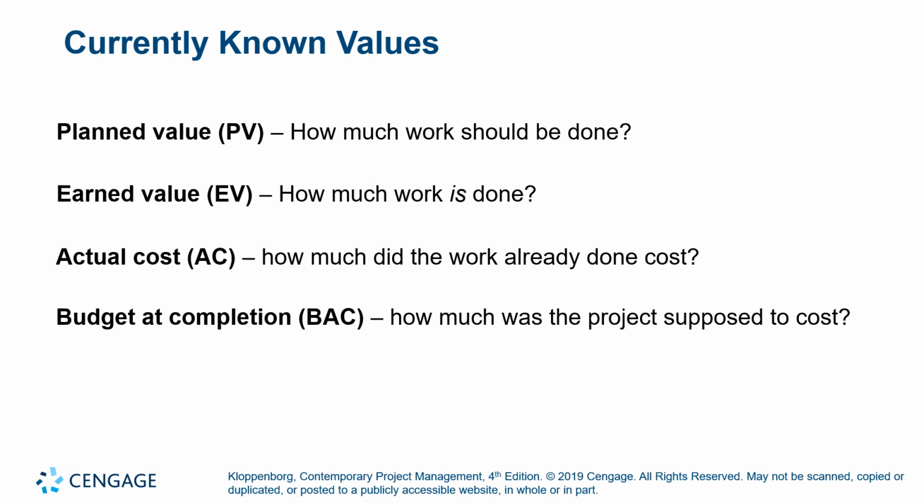Right here are some standard values for earned value that are used to do calculations. I'm not going to show you all the complex formulas today because we just didn't have time to cover it, but know that there's planned value, an acronym for PV, how much work should be done. Earned value, EV, is how much work is done. Actual cost, how much did the work already done cost. And budget at completion, BAC, which is how much the project was supposed to cost.